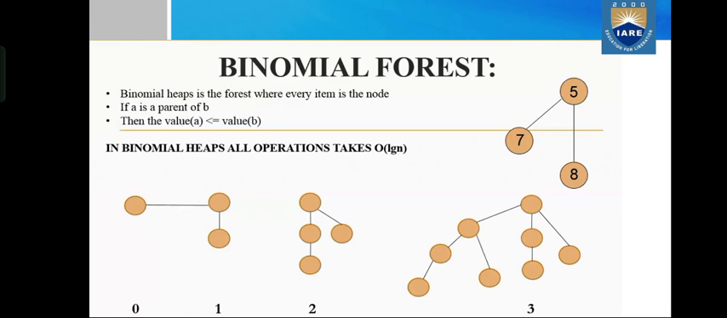A binomial forest is a collection of binomial heaps. A binomial heap is a forest where each item is a node. If A is a parent of B, then the value of A is less than or equal to B. That is the rule. Here are different types of binomial trees. First is rank 0, second is rank 1, third is rank 2, and the fourth is rank 3, as the number of branches connected to the root is 3. In binomial heaps, all operations take O(log n).